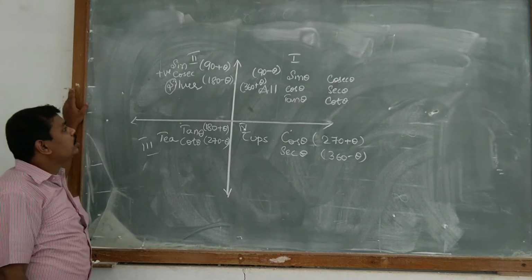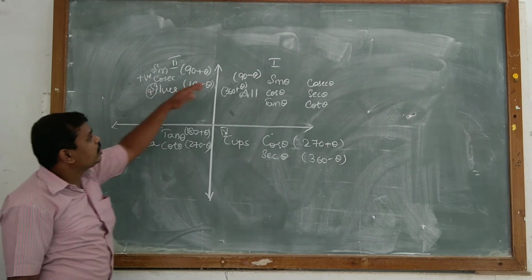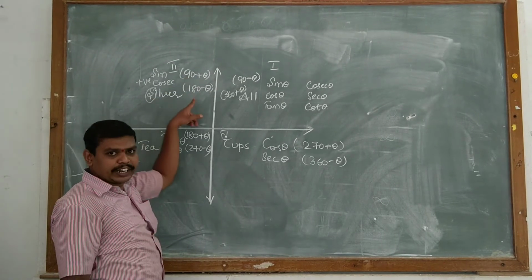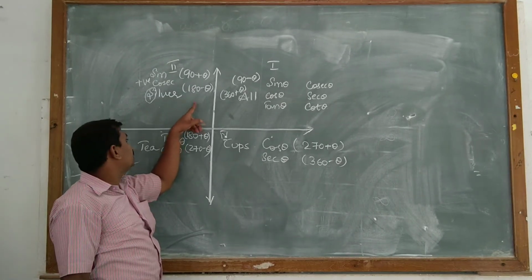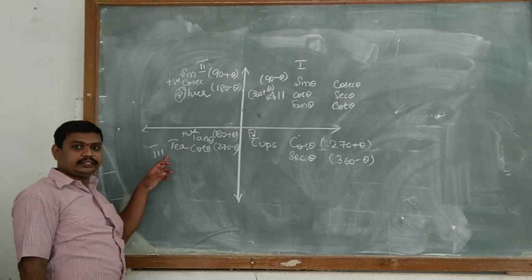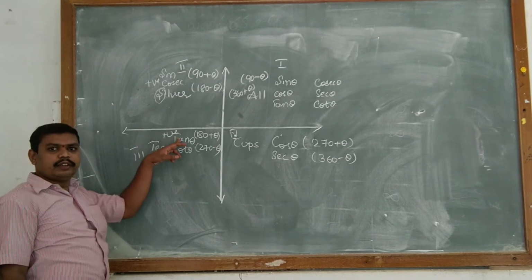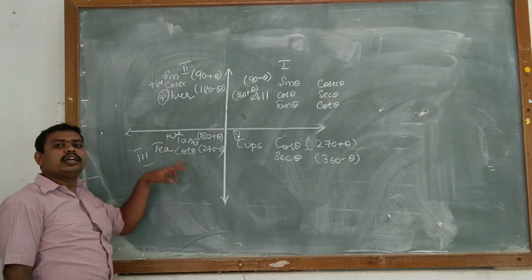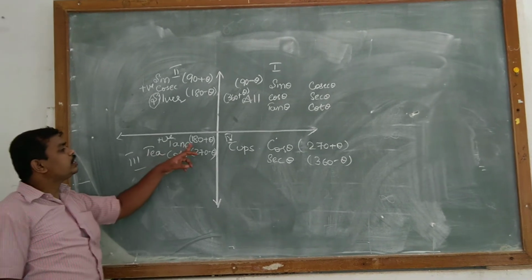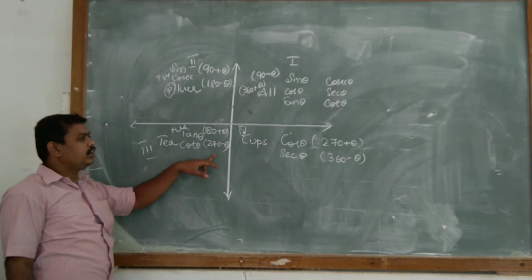The remaining 4 ratios will be negative. That means, students, in the first quadrant 90 minus theta, and here 90 plus theta and 180 minus theta. Similarly, coming to the third quadrant, T. T means tan with its reciprocal cot, both will be positive, and the remaining will be negative. That is 180 plus theta and 270 minus theta.